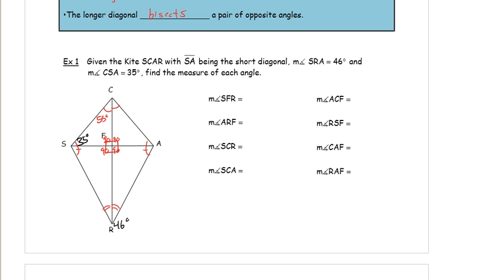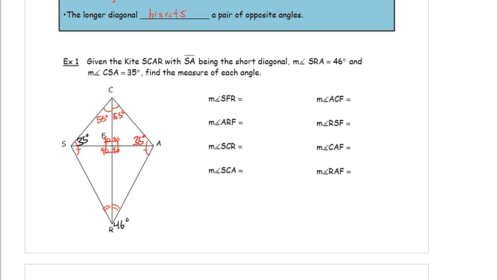Again, keep in mind, I do not like to go in the order that I'm forced to with these problems over here on the right. So I'm going to go in my order and then go back and fill everything in. So we know that that's going to be the same on the other side. So this has to be 35 degrees. This has to be 55 degrees.